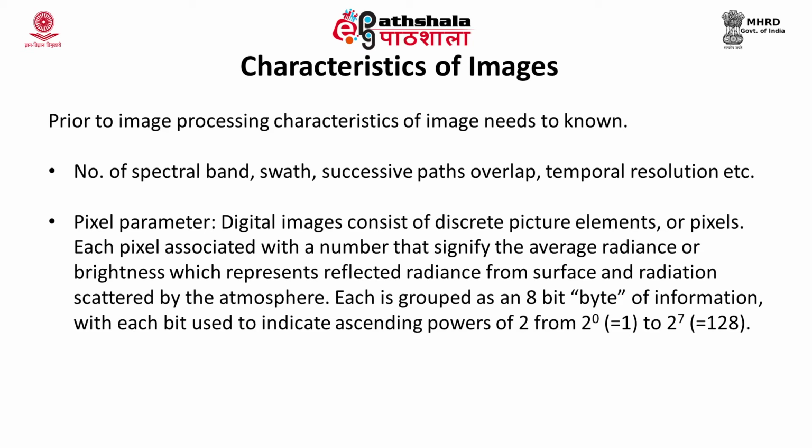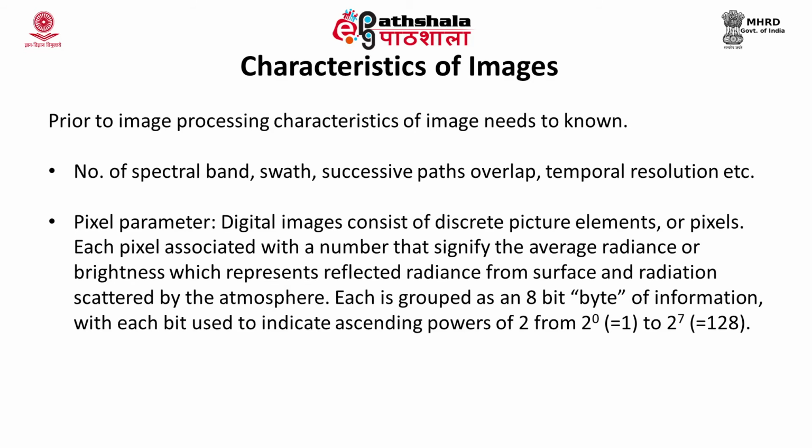Another important parameter we should know is the pixel parameter. The digital image consists of discrete picture elements or pixels. Each pixel is associated with a number that signifies the average radiance or brightness, which represents reflected radiance from the surface and radiation scattered by the atmosphere. Both pieces of information will be present. Each pixel is grouped as an 8-bit byte of information, with each bit used to indicate ascending powers of 2, from 2 to the power 0 to 2 to the power 7.